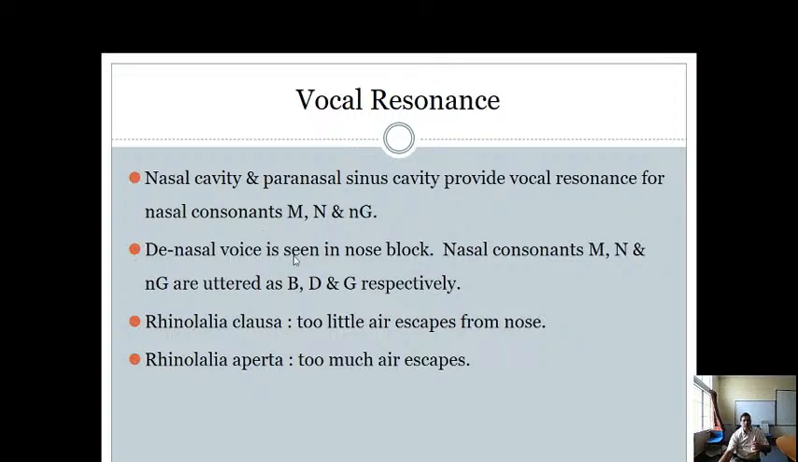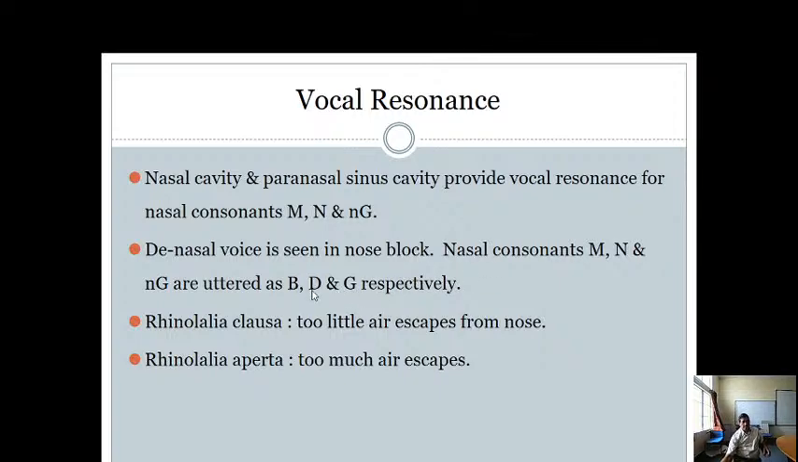So a dead nasal voice is seen when there's a block. Usually the same sounds are heard as B, D, G. Actually, in phonetics, for children they teach ABCD. We used to learn as ABCD. Now they have phonetics, abacada, that kind of pronunciation. So that is what happens if the nasal cavity is blocked.